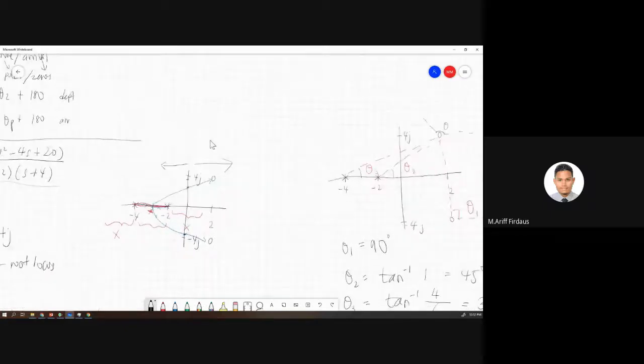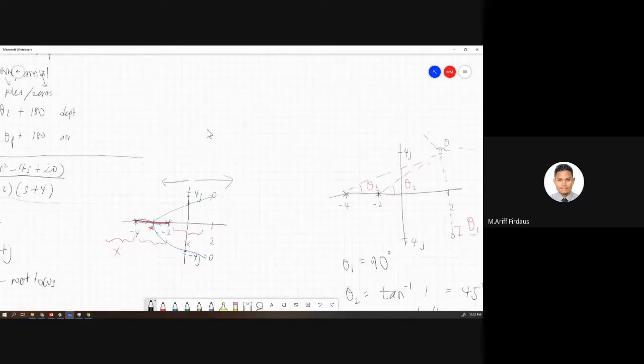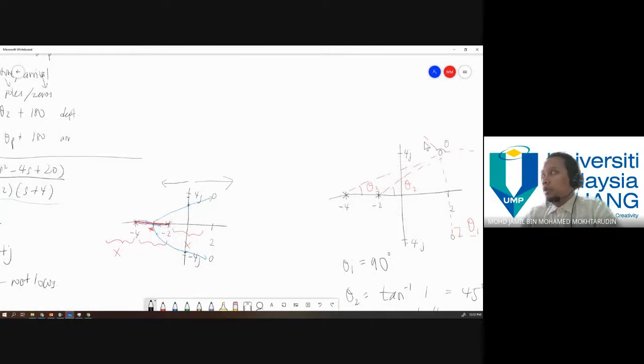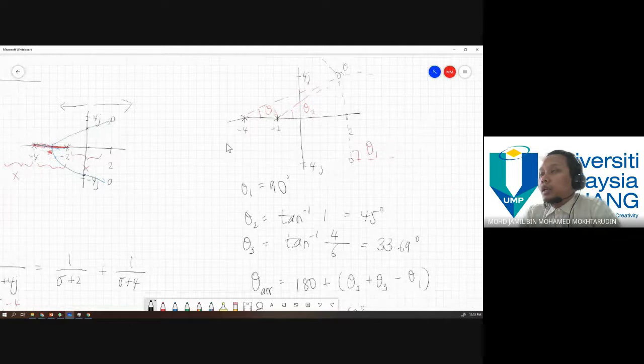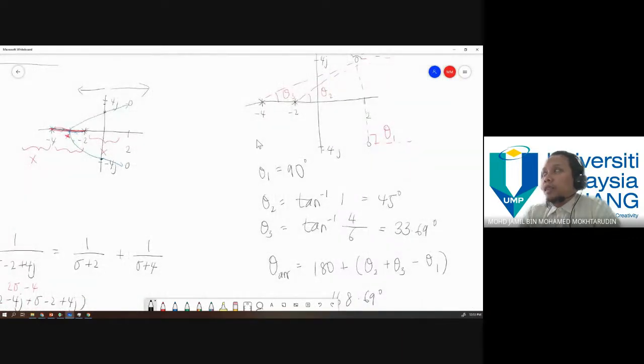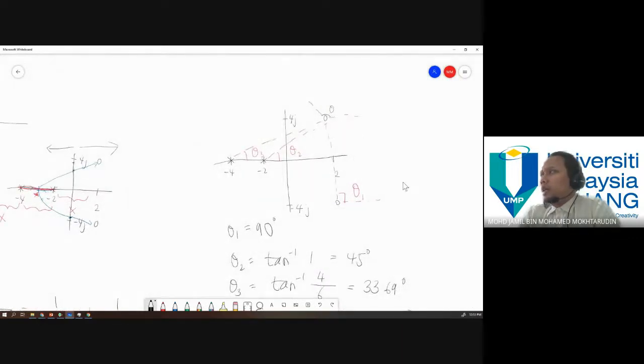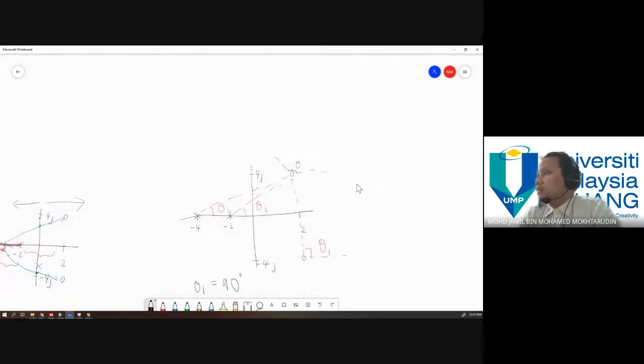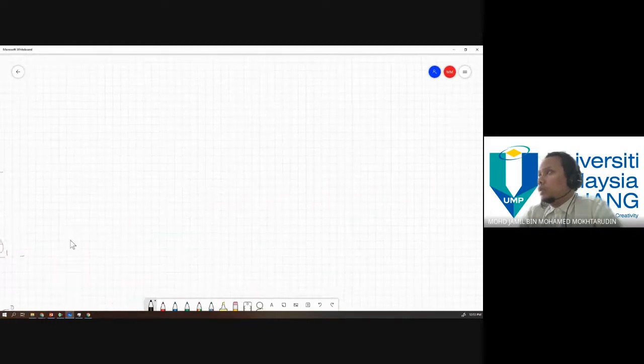Maksudnya yang kita punya zero tu duduk dekat belah kanan kan sir? Belah kanan, cuma dia punya sudut root locus tu nak masuk ke zeros tu. Itulah angle of departure dan arrival. So roughly 168, okay, 169 degree. Okay, so we get all of the information, so we can sketch the root locus.